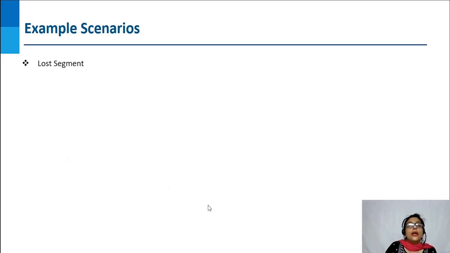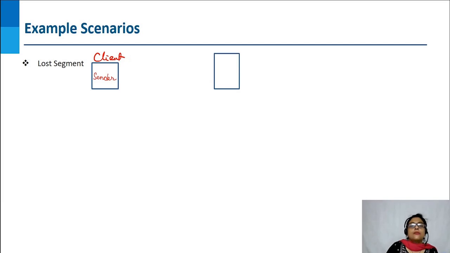Let us now look into a scenario where we have a lost segment. As before, we have a client here. This client here basically is the sender. And we have a receiver here. Let's say this is the server.